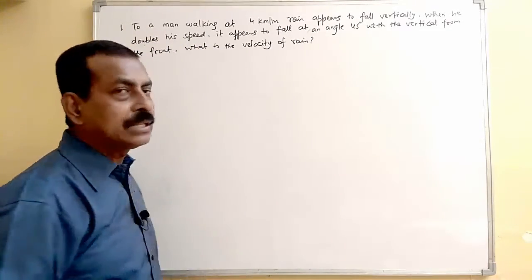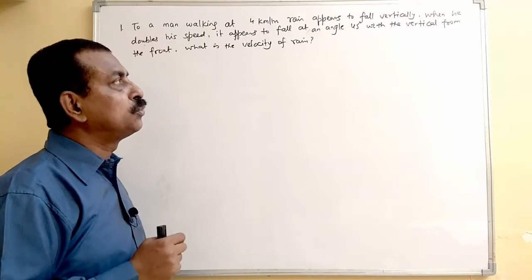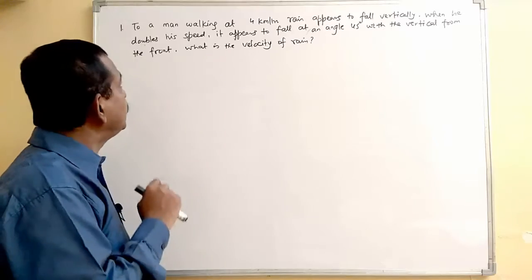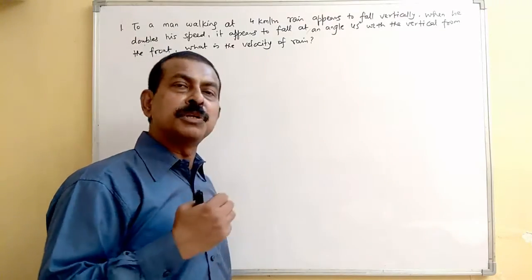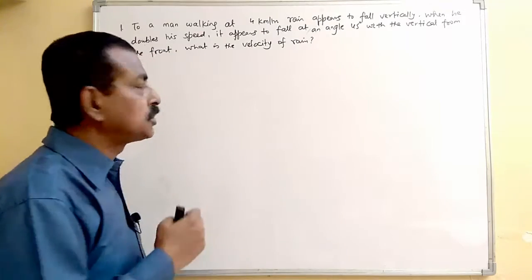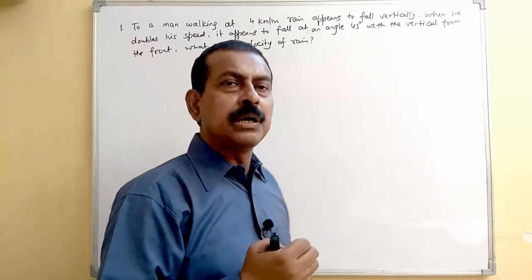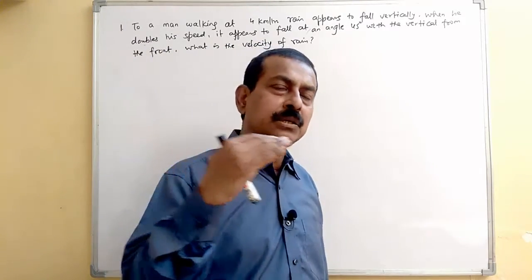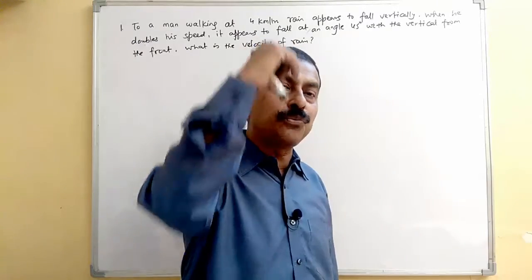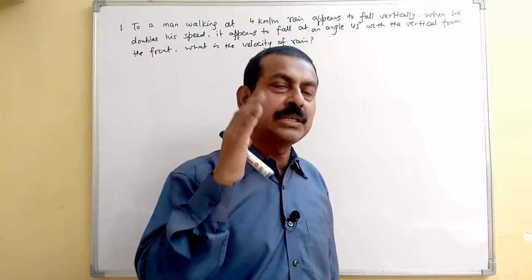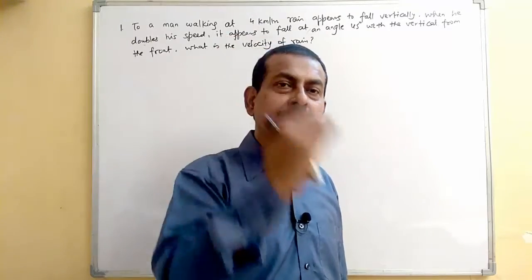Suppose it is given that to a man walking at 4 km/h, rain appears to fall vertically. When he doubles his speed, it appears to fall at an angle of 45 degrees with the vertical from the front. What is the velocity of rain? So it is given that the rain is falling there and the man is walking at a particular speed. To the walking man, it appears to fall vertically. So obviously it must not be falling vertically. It must be falling at some angle.